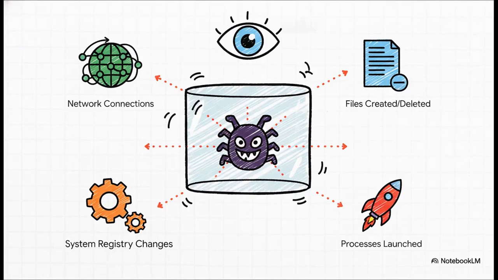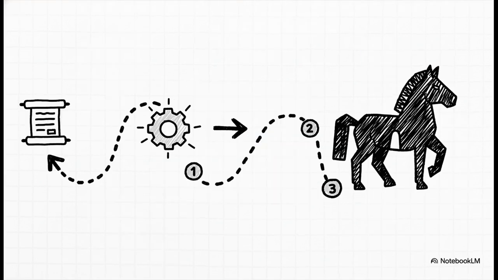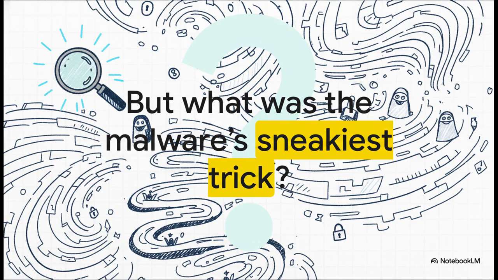Inside, they watch everything the malware tries to do. Who does it call? What files does it touch? This reveals the malware's whole plan of attack, from a simple script to a full-blown Trojan. But during the analysis, they found something, a particularly sneaky and dangerous technique.